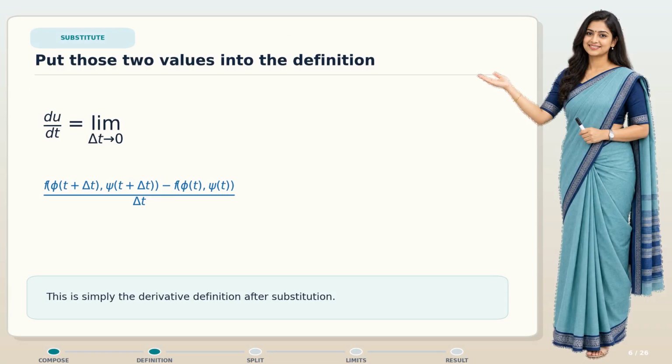Now substitute those two values into the derivative definition. Nothing new has been assumed. We have only written u of t plus delta t and u of t in terms of f. The numerator now shows the total change in f caused by the small change delta t. But this expression is long, so our next demand is to write it more clearly.